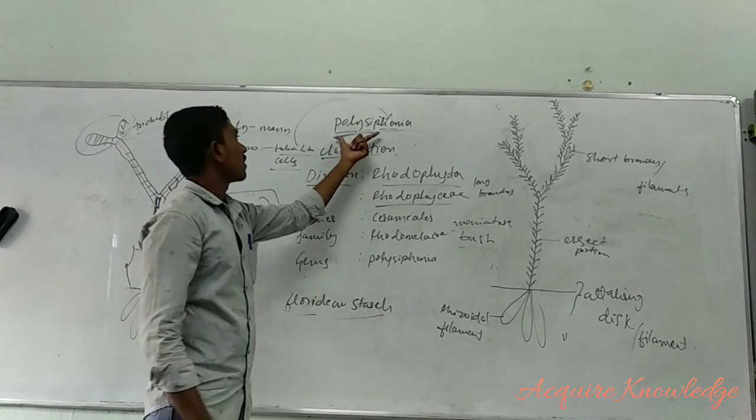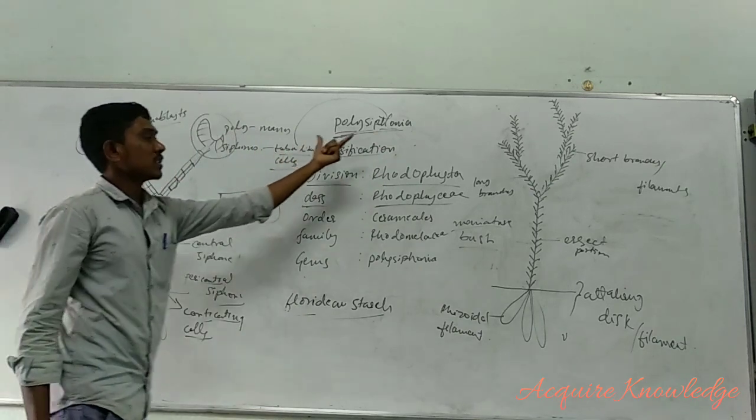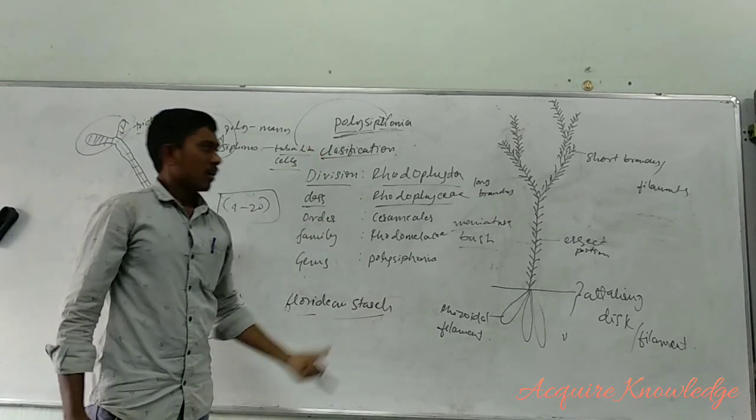Now I think we got why this is called Polysiphonia. Many tube-like cells are arranged one above the other, because of this it is called Polysiphonia.